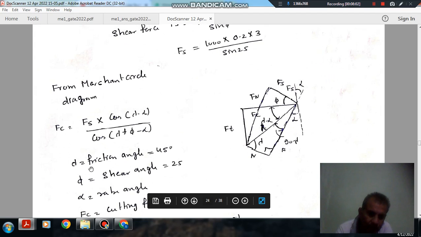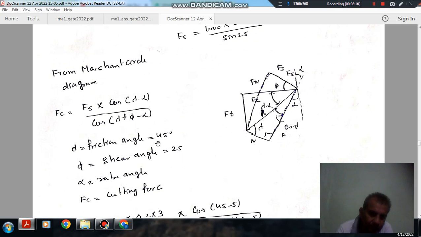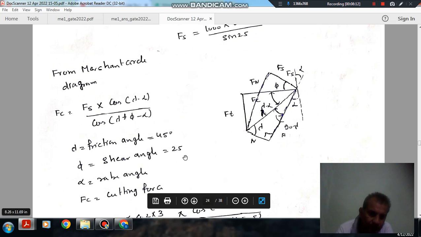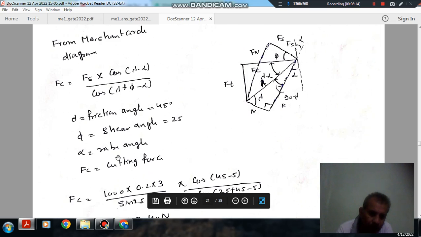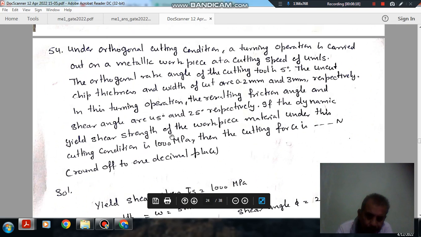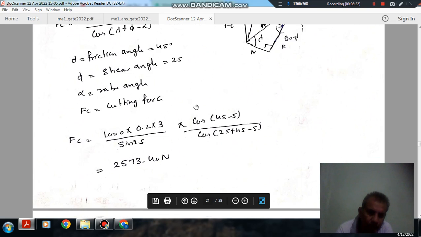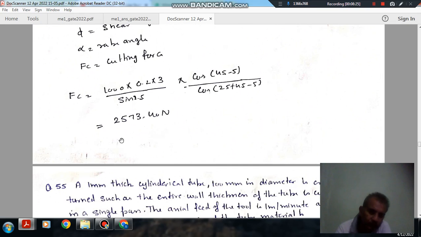Here lambda is your friction angle, alpha is your rake angle, phi is your shear angle. Friction angle is given 45 degree, shear angle is given 25 degree, and rake angle is also given, 5 degree. So putting these values we can find out Fc, that is 2573.40 Newton.